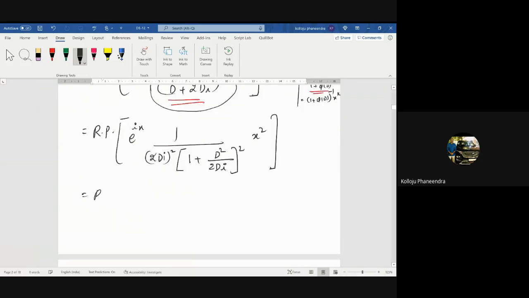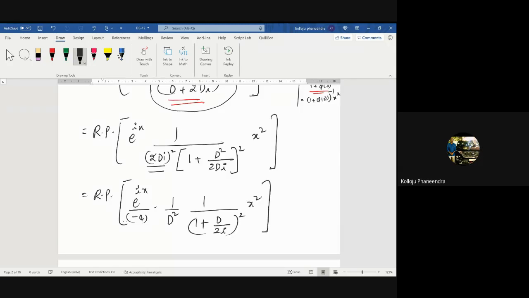Now, this is the real part of e to the power of ix, and I will write this as minus 4 here and 1 by D square here. This one is 4i square, that is minus 4, and D square here. Don't write D square in front because it is an operator. And 1 by, what is this? It is 1 plus D by 2i, whole square into x square.